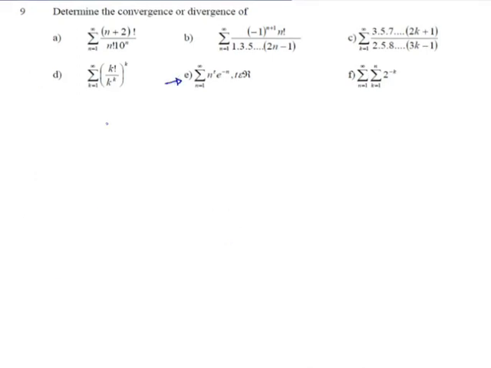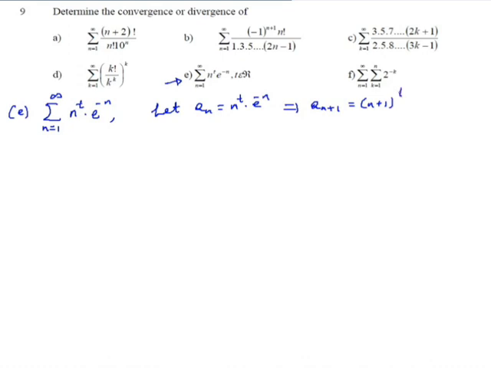Now in E, the series is n starting from 1 up to infinity, n to the power of t times e to the power of minus n, where t is an element of the real numbers. Here we use the ratio test. So let the nth term be n to the power of t times e to the power of minus n. So the n plus 1's term becomes n plus 1 to the power of t times e to the power of minus n plus 1.